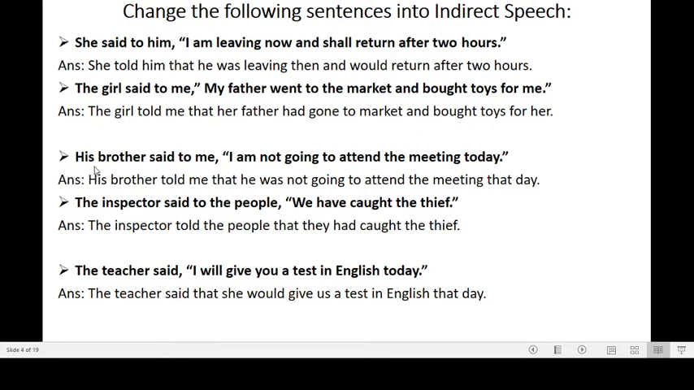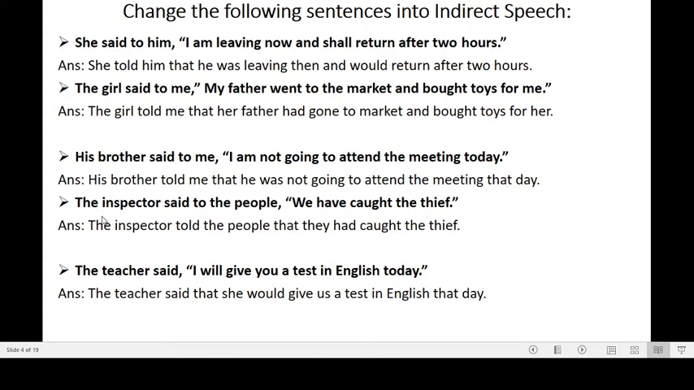Then look at this sentence. His brother said to me, I am not going to attend the meeting today. So this is a statement, and the statement is addressed to someone. So we should use told me that. And here I, the pronoun, changes into he. Am, the verb am, changes into its past tense form. And not going to attend the meeting will be the same. And today will become that day. So his brother told me that he was not going to attend the meeting that day.